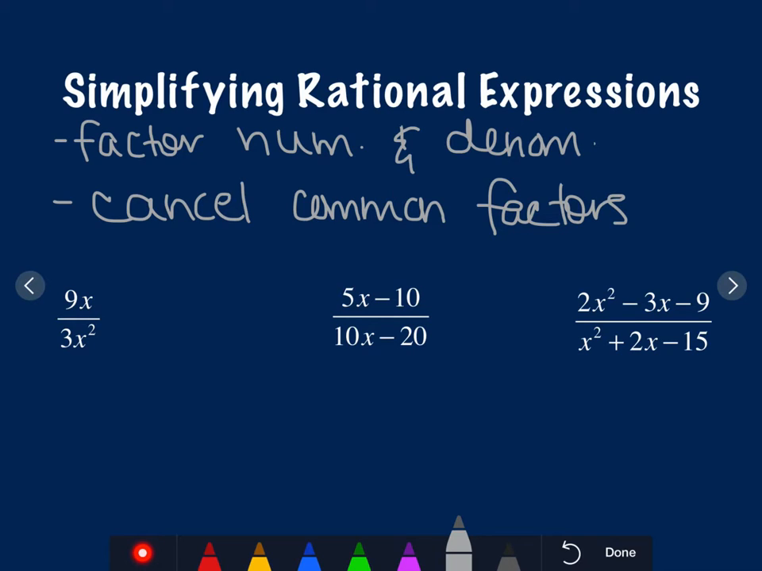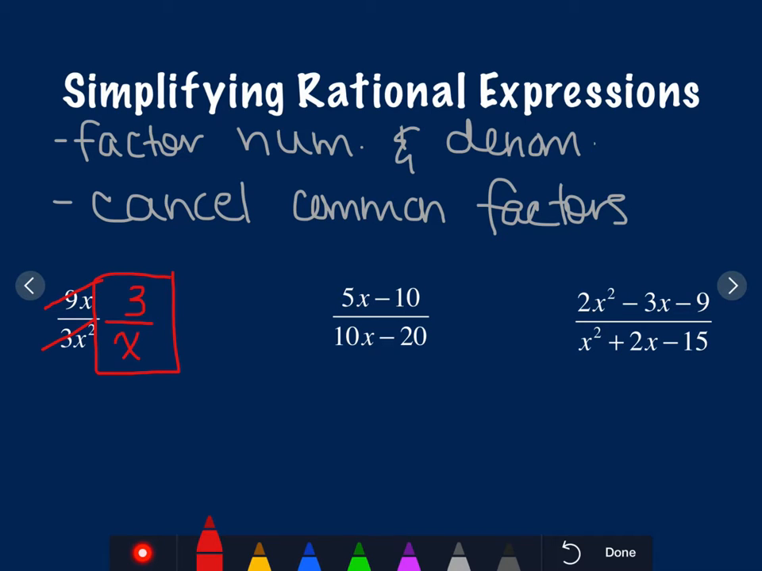Okay, so let's look at this first example. I have 9x over 3x squared. Both the numerator and denominator are already in factored form. So let's see if there are any common factors between 9x and 3x squared. 9x and 3x squared both have a common factor of 3x. So if I cancel 3x from the numerator, I'm left with 3. If I cancel 3x from the denominator, I'm left with x. So my simplified rational expression is 3 over x.